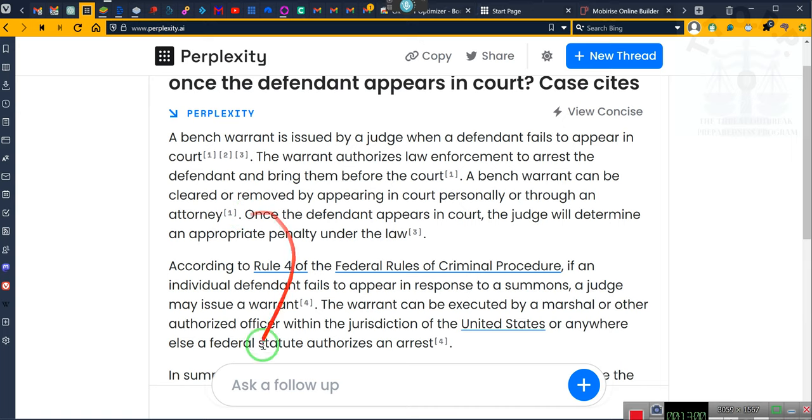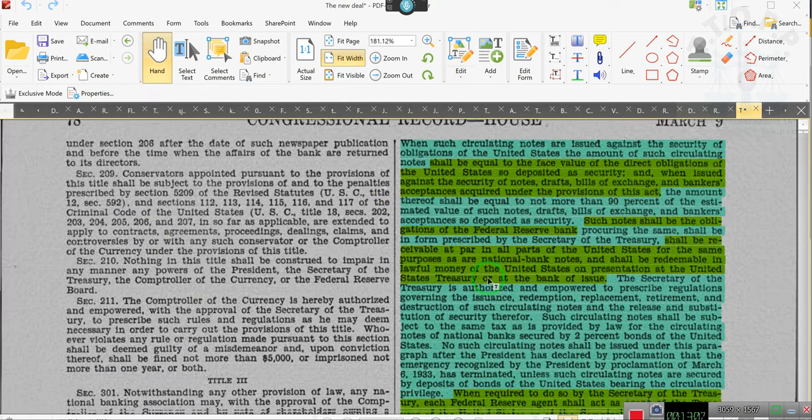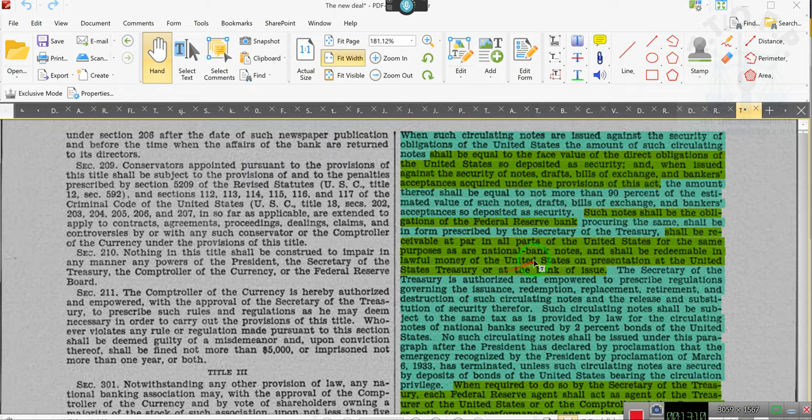I have given y'all tons of information regarding the fact that your promissory note, your bills of exchange are permitted under law because such notes shall be obligations of the Federal Reserve Bank and or of the court, because the court is a clearinghouse facility and shall be receivable at par in all parts of the United States for the same purposes as national bank notes. If you accept national bank notes, don't y'all accept national bank notes? National bank notes is legal tender in the United States, then you gotta accept my promissory note. You gotta accept my bill of exchange. You gotta accept my banker's acceptance. You gotta accept my trade acceptance. You gotta accept my draft. Get out of my face.